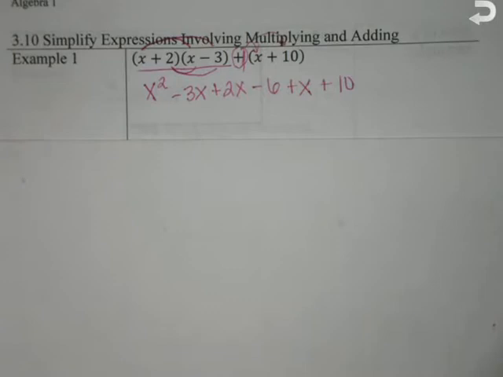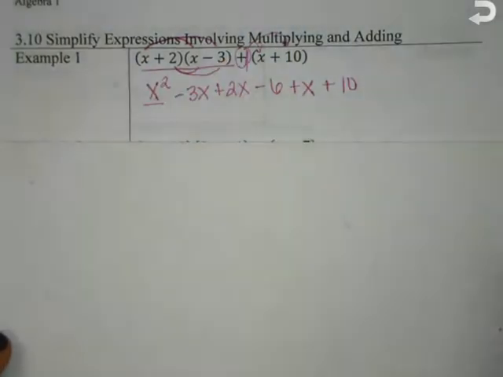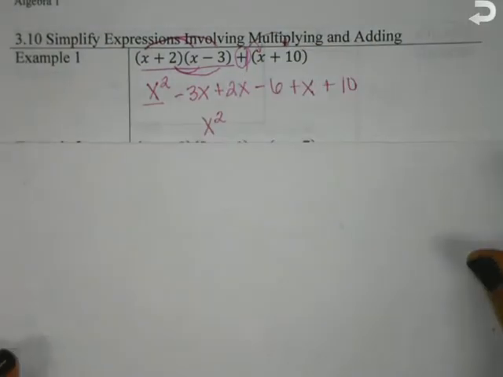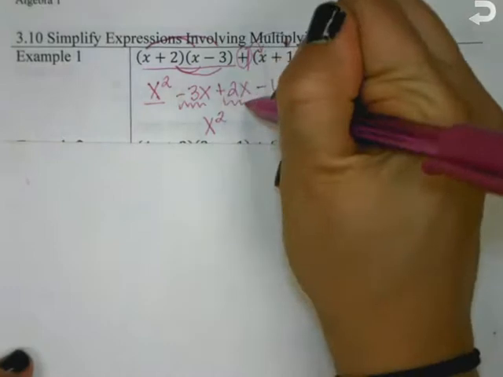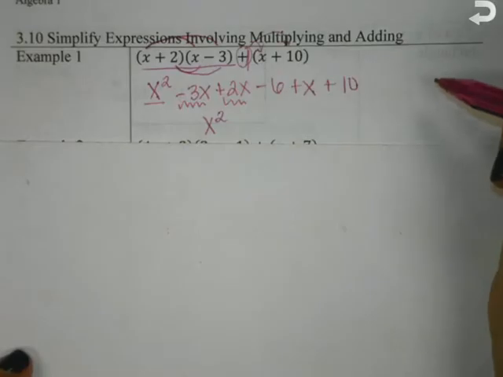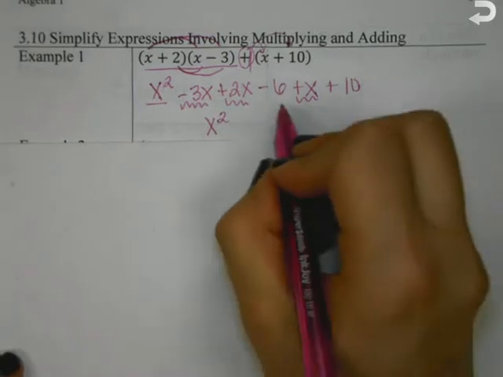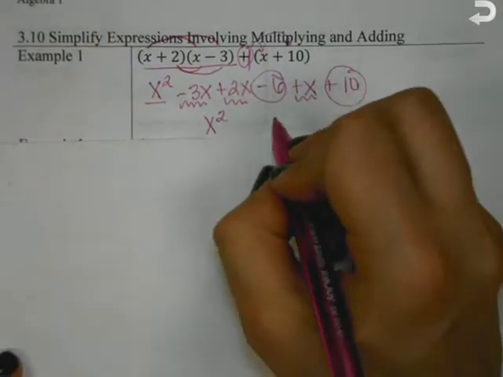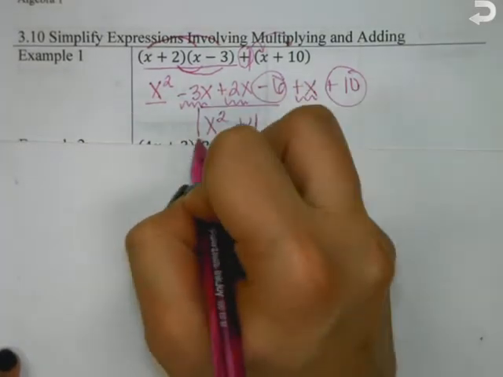Good, combine like terms. So we have an x squared. There's no other x squared, so let's just write that. And then we're going to do a little bit of mental math. Negative 3x plus 2x gives me what? Negative x. Negative x plus 1x is 0. So do I have to write it? No. So then we have negative 6 plus 10, which gives me? Plus 4. And that's my answer. That's it? Mm-hmm.